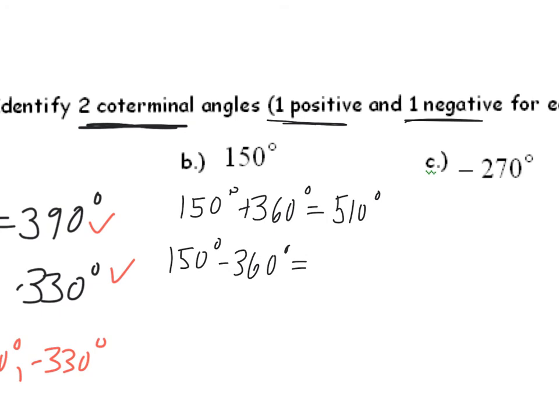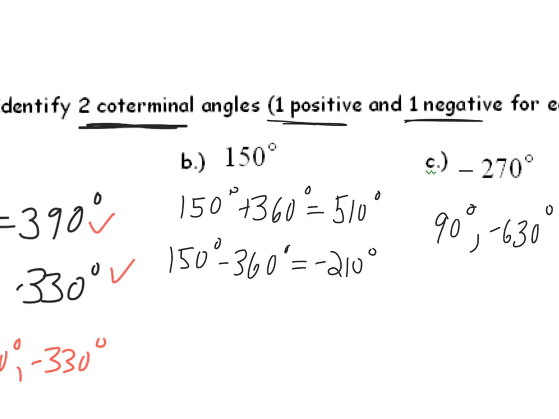So why don't you try that? Finish up B and C for me. So you guys got, I'm thinking negative 210. Yeah? And then this guy here, you're looking at 90 degrees when you add on your 360. Negative 630 when you subtract your 360.